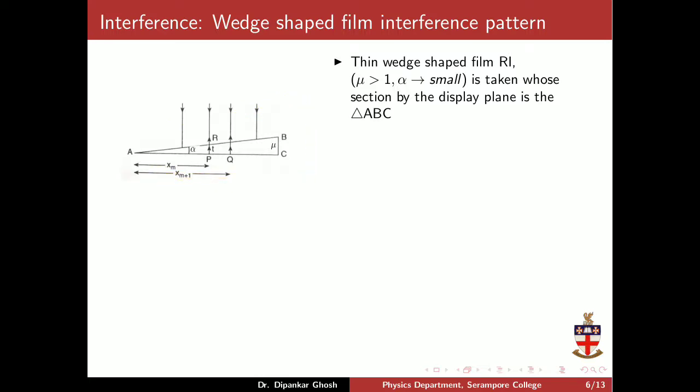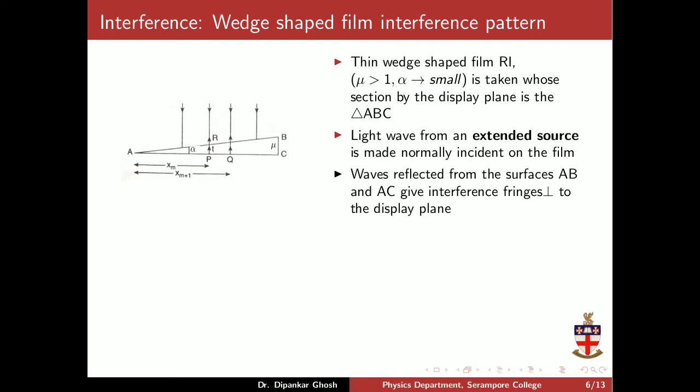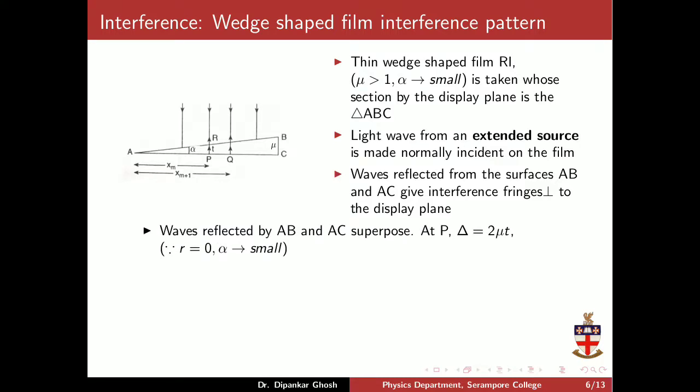Now, light wave from an extended source is made normally incident on the film. Waves reflected from the surface AB and AC give interference fringes perpendicular to this display plane. So let's say we have one fringe at P and one fringe at Q. So if we have one fringe at P and one fringe at Q, then these fringes are basically perpendicular to this display plane, that is the plane on which you are seeing this video lecture.